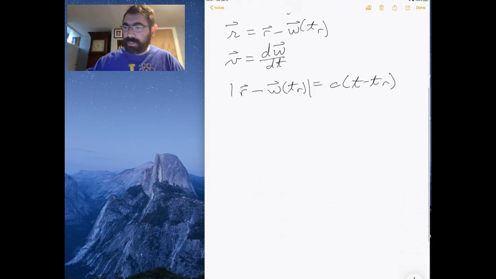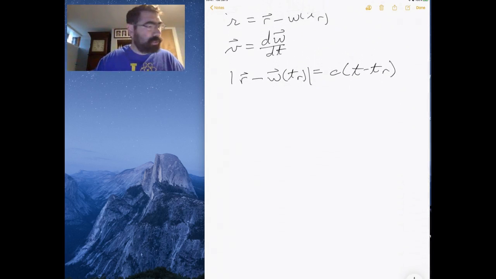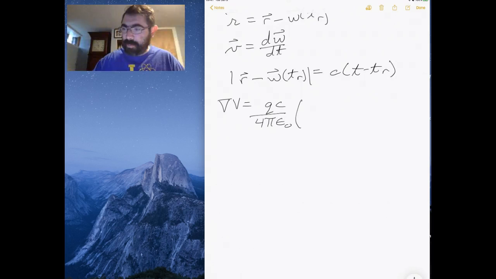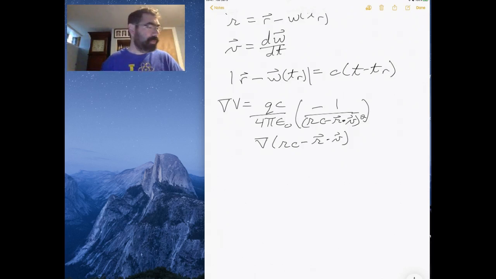Okay, so let's start. Now if we look at the gradient of V, then what we get is all these constants out front, like so. And then the chain rule applies, so you have 1 over (Rc minus R dot V) squared, and then the gradient of (Rc minus R dot V). Okay, so you have those two terms.